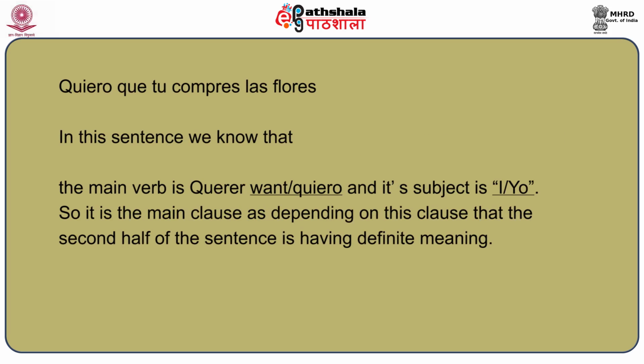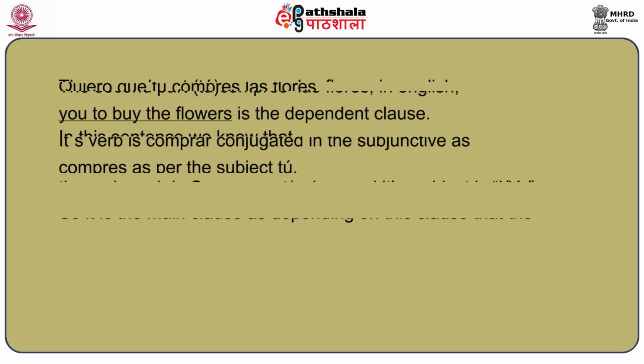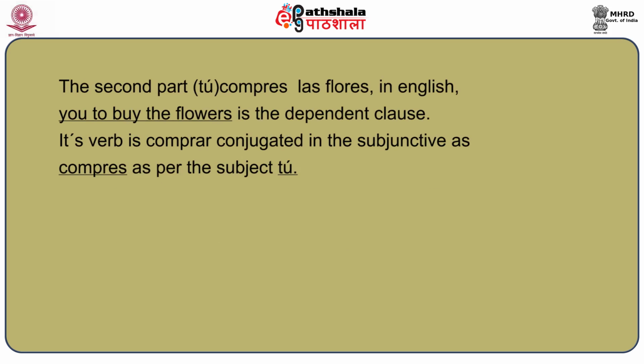The sentence: quiero que tú compres las flores. In this sentence, we know that the main verb is querer, want, or quiero, and its subject is yo. So, it is the main clause, as depending on this clause the second half of the sentence is having definite meaning. The second part, tú compres las flores, in English, you to buy the flowers, is the dependent clause. Its verb is comprar, conjugated in the subjunctive as compres as per the subject tú.